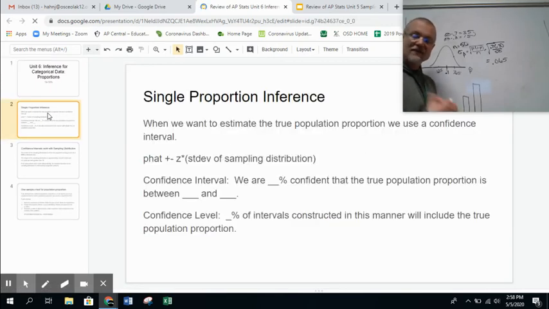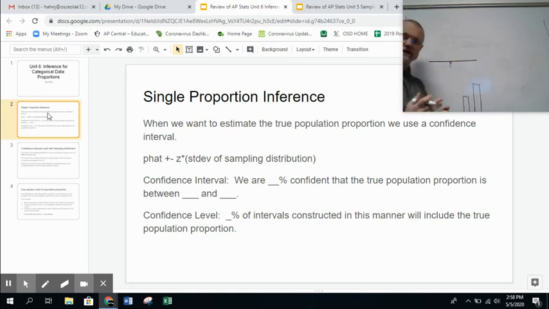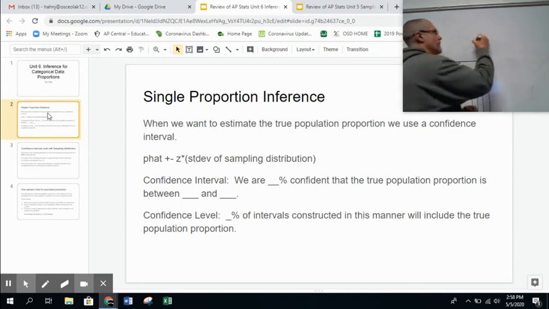Okay, when we want to estimate, when we don't know what this is, so that's an unknown value, this is the question mark. I don't know what the center of the sampling distribution is. So what I'm going to do is take a sample of size, I don't know, 100, so n equals 100.